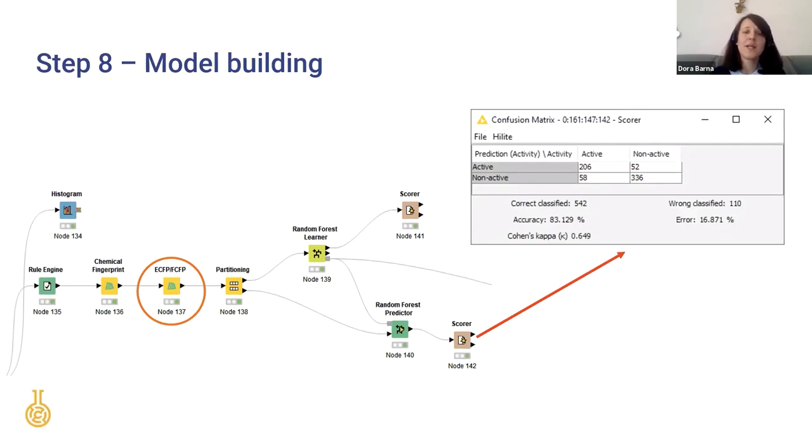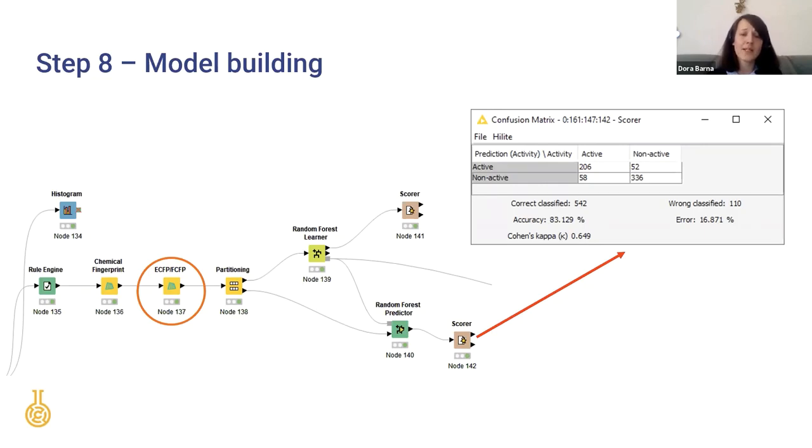So here you can see what's behind the predictive model building. After selecting an activity threshold on the pCampbell values of the imported input molecules, we will label them as active and non-active compounds. And then we are going to generate different chemical fingerprints for the input molecules. Finally, in the current workflow, we are going to use the ECFP fingerprints as descriptors during the model building. And after partitioning the input data set into a training and a test set, we will perform the model building with the random forest learner node.